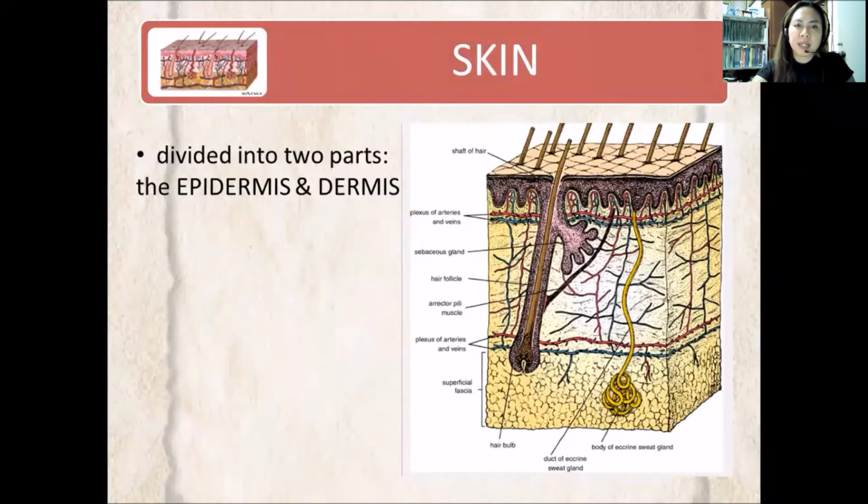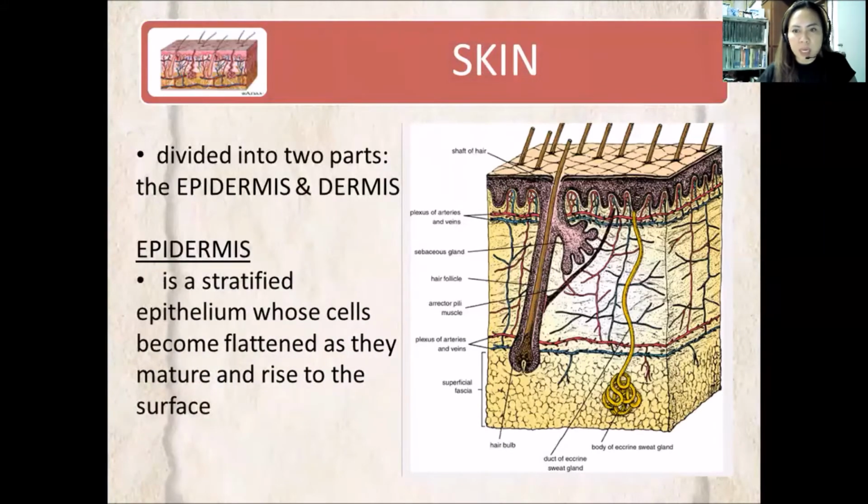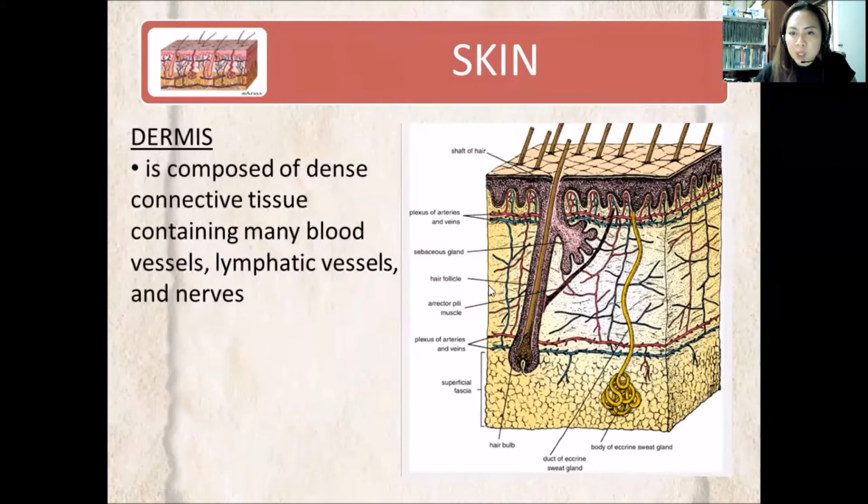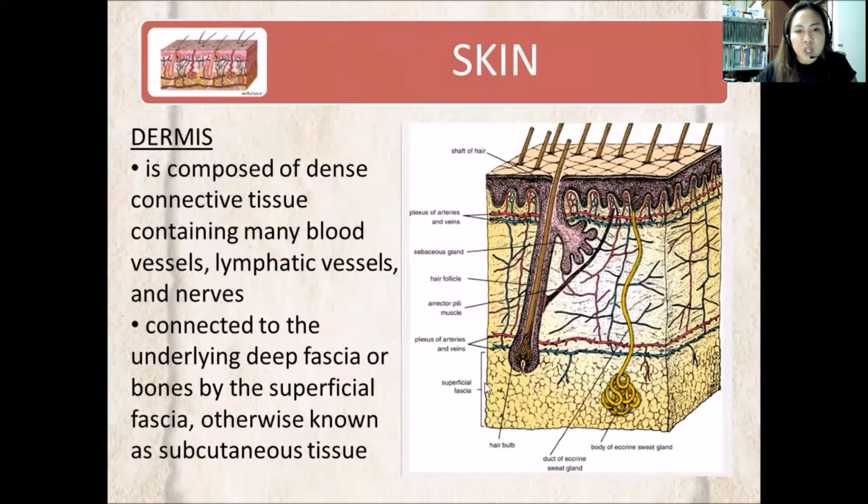Okay, if we say the skin, of course, there are two things in mind. We have the epidermis and the dermis. Okay? Pag sabihin natin epidermis, yan yung nasa superficial layer. Okay? It is a stratified squamous epithelium whose cells become flattened as they mature and rise to the surface. Okay. Pag sabihin naman nating dermis, eto na yun. Yung mas malaking area. It's composed of dense connective tissue containing many blood vessels, lymphatic vessels, and nerves. Connected to the underlying deep fascia or bones by the superficial fascia, otherwise known as subcutaneous tissue.